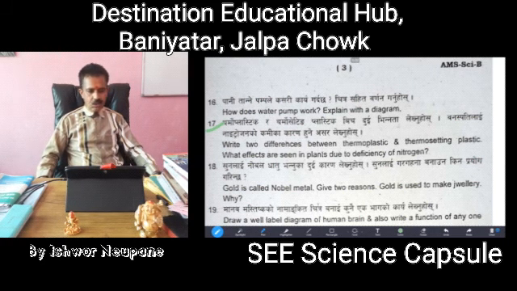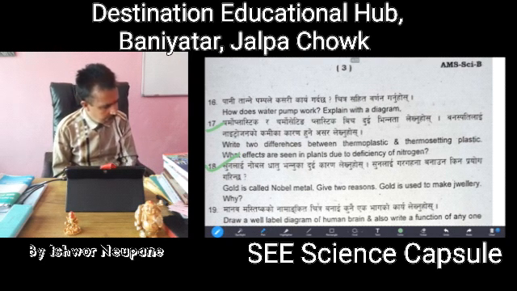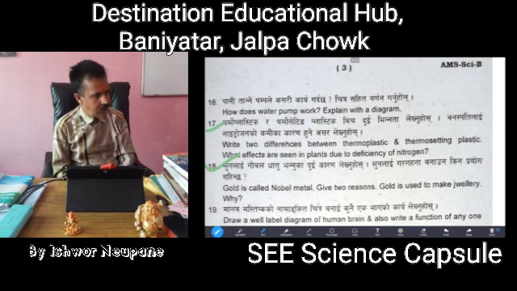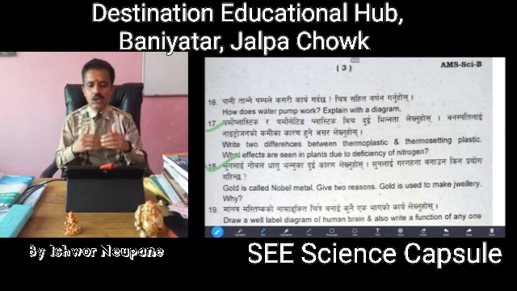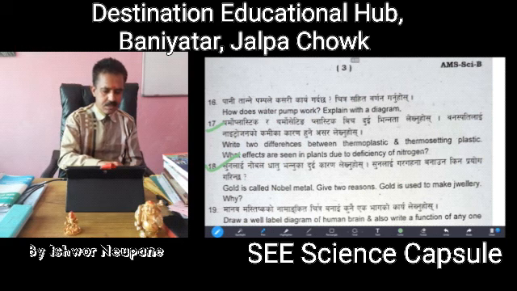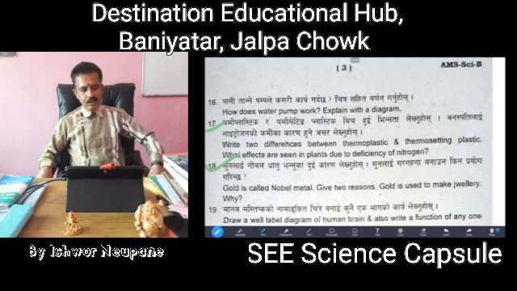Next question is, what effects are seen in plants due to deficiency of nitrogen? It is a 1 mark question, isn't it? So what happens? Low growth and development of plants. Yeah, low growth and development of plant. The plant does not grow well. That is question number 17. Now we are discussing question number 18. What does the question say?